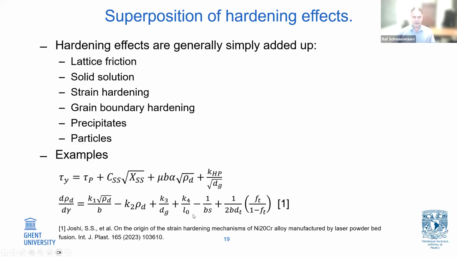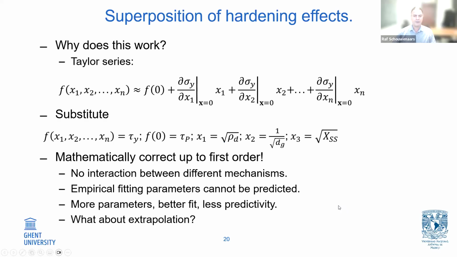We've got something for the thickness of the sample. We've got something for precipitates. We've got something for twins. And if you want to add other things, if you know other mechanisms, then just sum and sum and sum and sum. And this is, in fact, kind of correct. Let's think about a Taylor series of a function in multiple variables.